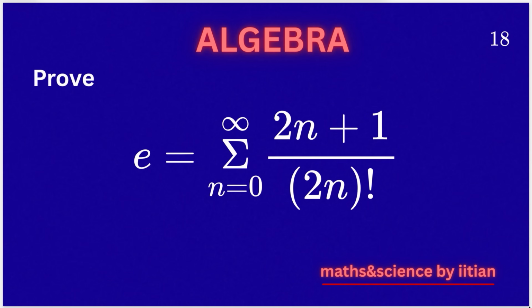In this lecture, it is purely an algebra useful for IIT JEE and also Maths Olympiad and CSIR Maths aspirants. We have to prove the value of E. E is equal to sigma n is equal to 0 to infinity of (2n plus 1) by factorial 2n.